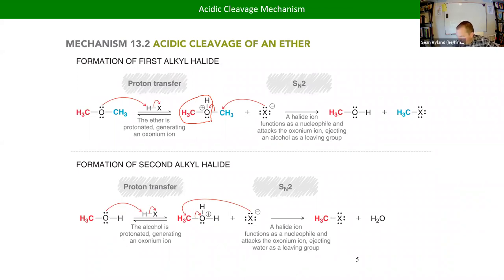And then we're left with an alcohol and an alkyl halide, which can then do the exact same thing. That same alcohol can then be protonated again, the same oxygen, and do the exact same two steps: proton transfer, SN2, proton transfer, SN2. Hopefully you guys are starting to see patterns with these, as far as you do a lot of proton transfer and then follow the nucleophiles. Right, what's a good leaving group? What's a good nucleophile?